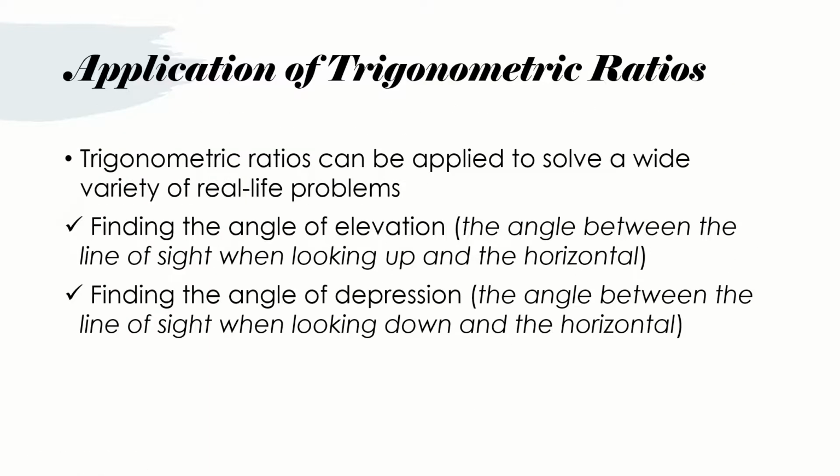Okay, next. Application of trigonometric ratios. Trigonometric ratios can be applied to solve real life problems, like finding the angle of elevation and the angle of depression. The angle of elevation is the angle between the line of sight when you are looking up and the horizontal, while the angle of depression is the opposite: the line of sight when you're looking down and the horizontal.